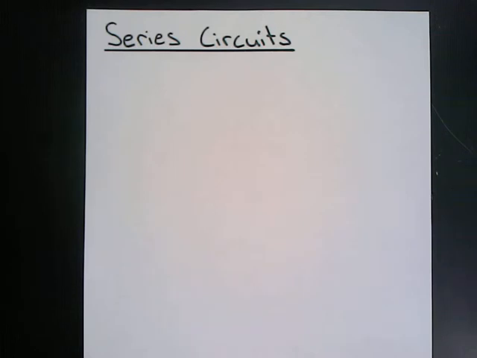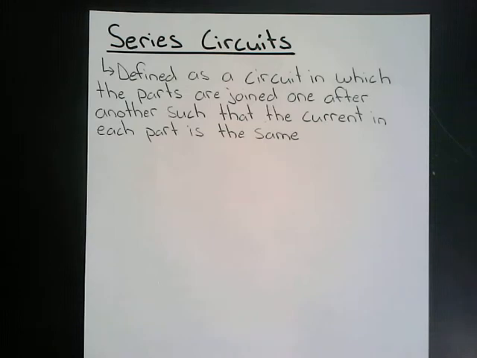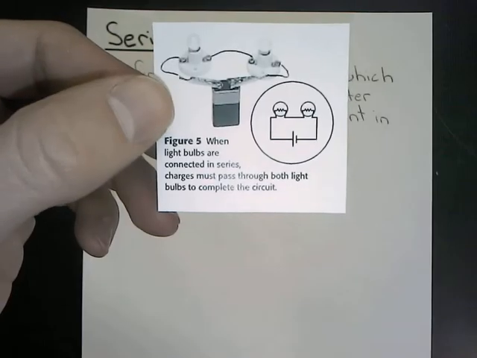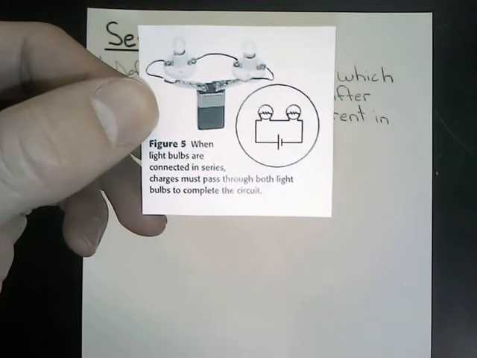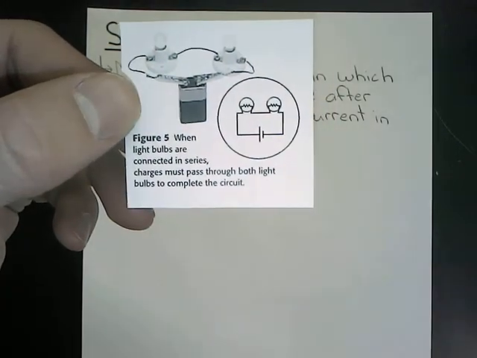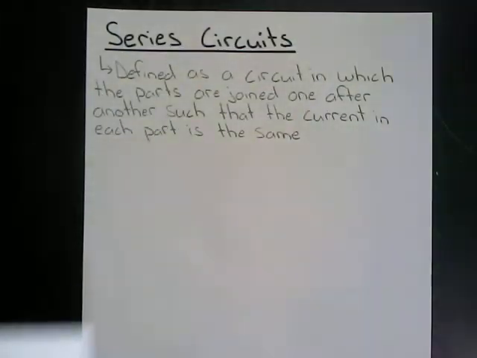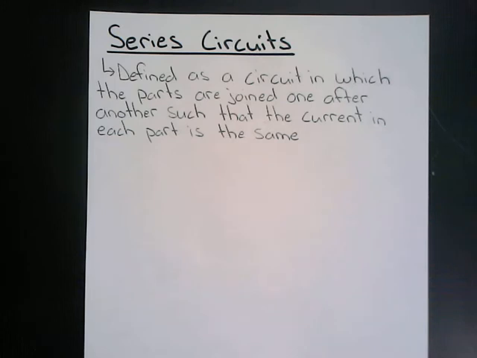Our first type of circuit that we can discuss is a series circuit. And a series circuit is defined as a circuit in which the parts are joined one after another such that the current in each part is the same. Now, an example of a series circuit is seen in this picture here. And we're going to take this picture and actually make a series circuit here in this video.